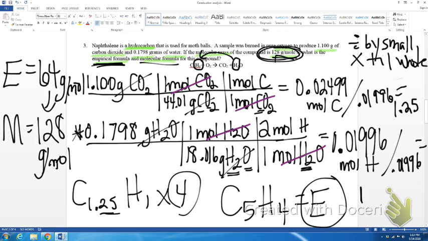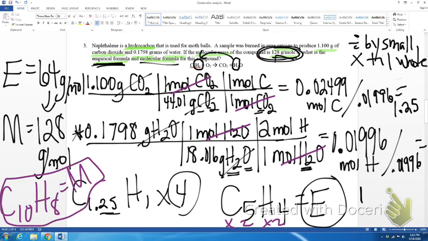So my molecular formula is going to be C10. I have to double it. Times it by 2, times it by 2, H8. And that would be my molecular formula. And usually it's not going to go all the way and ask you about the molecular. It's going to stop at the empirical formula and ask you what could be the formula for this hydrocarbon. But that's always your same pattern.